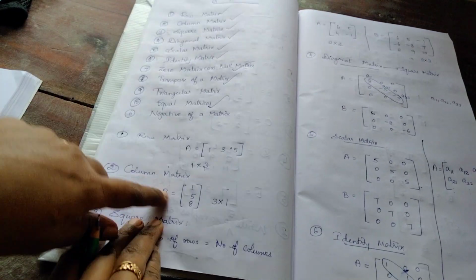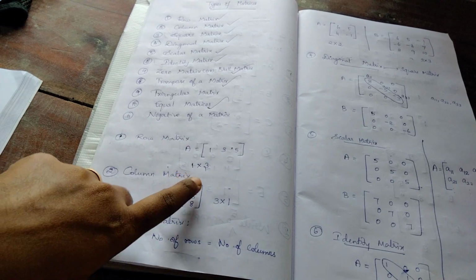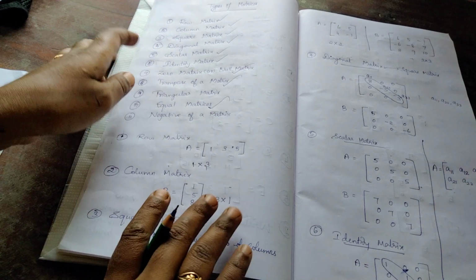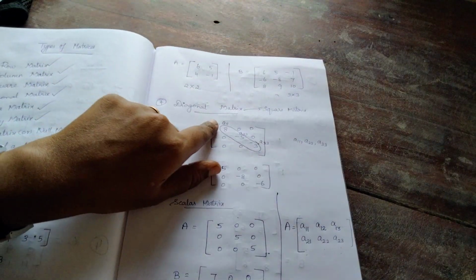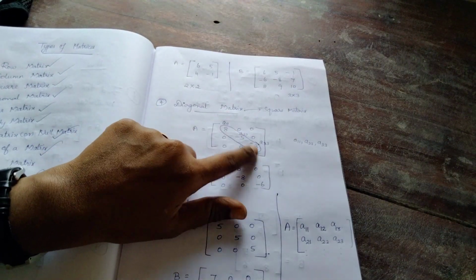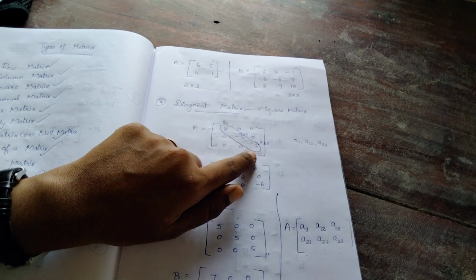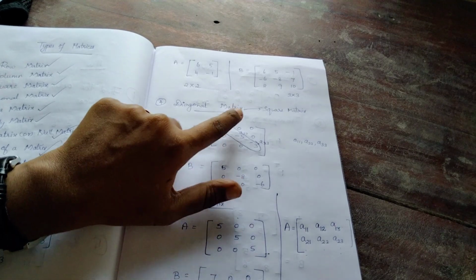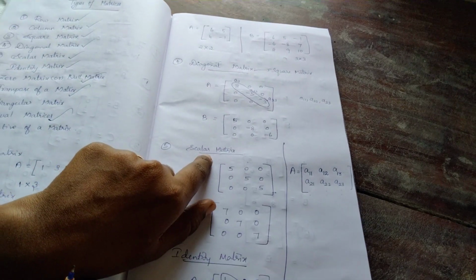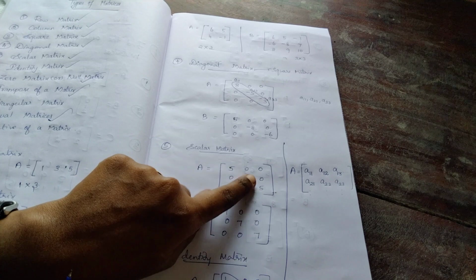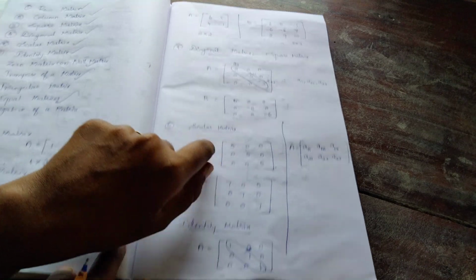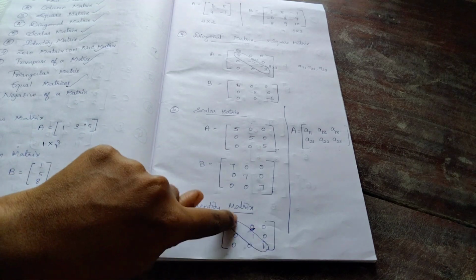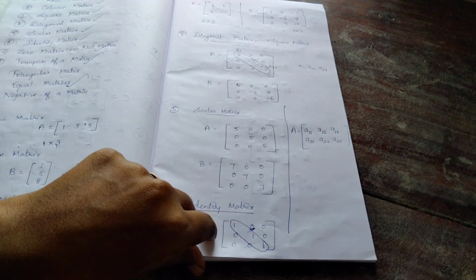Row matrix contains only one row, column matrix contains only one column. In a square matrix, the number of rows and number of columns should be equal. Then diagonal matrix: only the leading diagonal, that means A11, A22, A33, contains the elements and all the other entries are 0. It should be a square matrix. Then scalar matrix is like the diagonal matrix, but the leading diagonal elements should be equal. Then identity matrix is like the scalar matrix, but the number should be equal to 1.